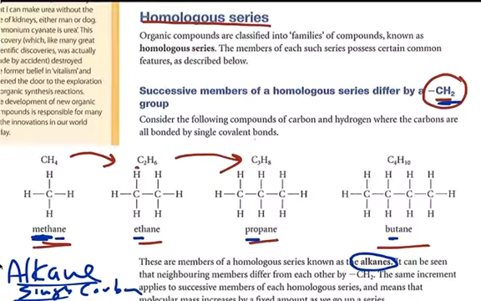So methane means it's an alkane. Ethane means 2 carbons that are all singly bonded. Propane means it's 3 carbons that are all singly bonded. And butane means it's 4 carbons that are all singly bonded. We'll obviously have a lot more of this, but let's go on.